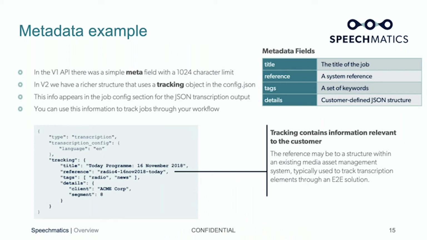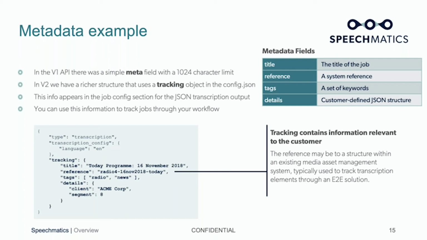We've got the ability to add your own tracking information, so your own custom labels, key value pairs, tags, whatever information you want. You're able to put all this tracking information within the config object, send it to our engine, and you'll get it back as part of the transcript. You've got some additional metadata.